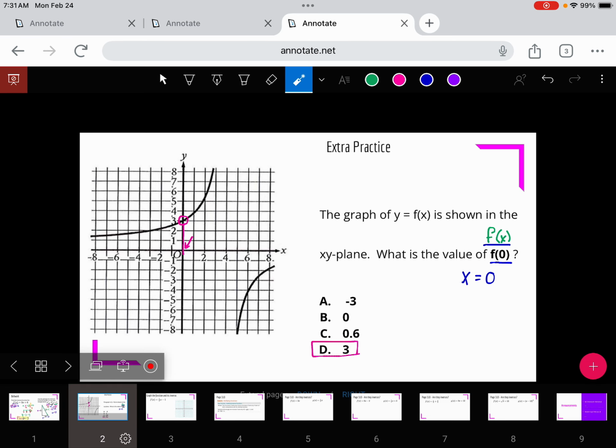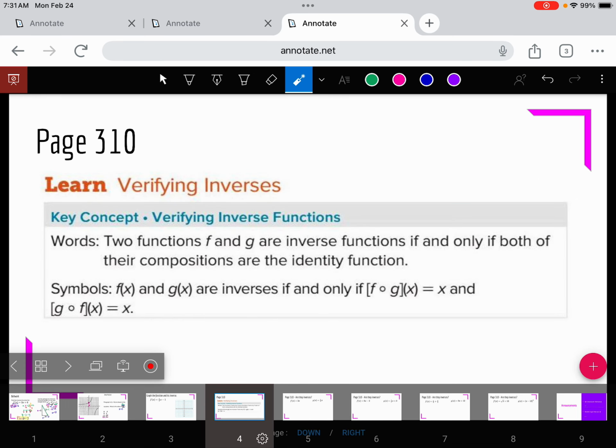So we're going to go on to our very last bit of this chapter, which is going to be talking about the very back side of homework 6.2, which is where we're going to verify if functions are inverses.